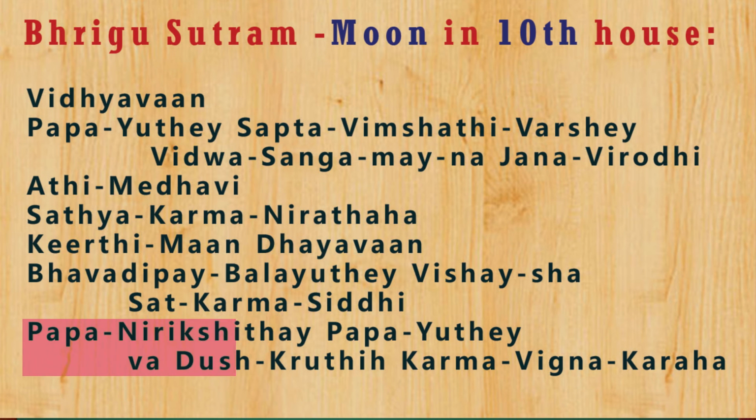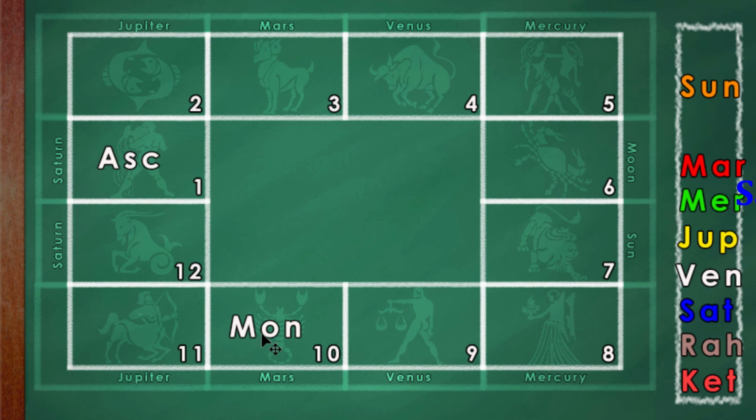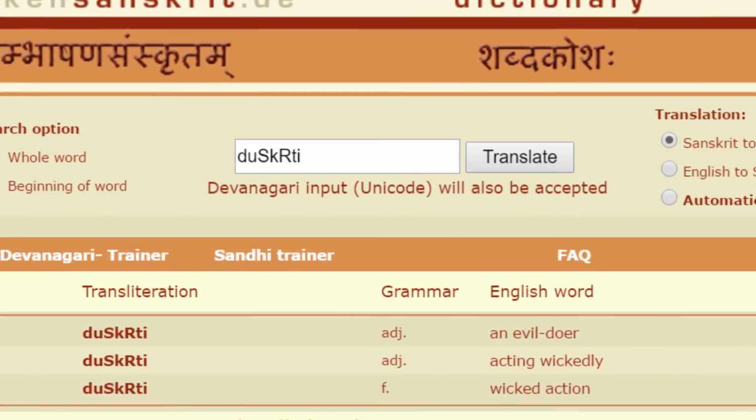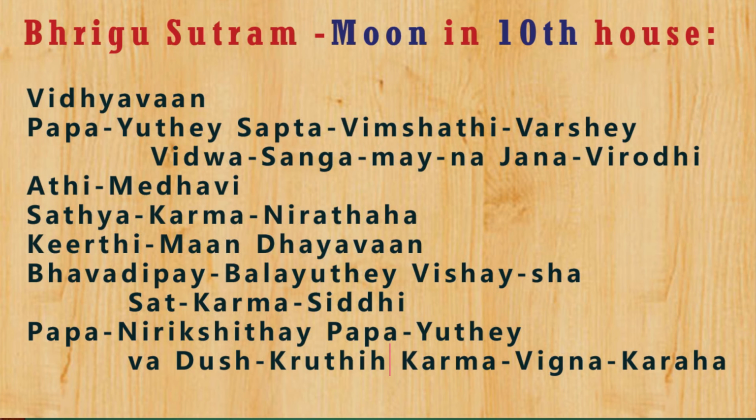Papa Nirikshite, Papa-Yuthey va Dushkriti. These are the next conditions that apply. Papa Nirikshite, that is if aspected by malefics or connected to malefics. Papa-Yuthey is related to the natural malefics. In that case, the person will be Dushkriti. The person will be sinful. Additionally, Karma Vignakaraha, and also will face obstacles in all spheres of his life.